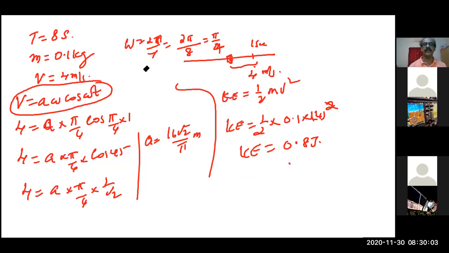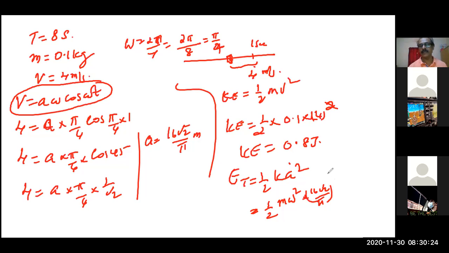Total energy is equal to half K A squared. Half K is m omega squared. M omega squared A squared is already calculated. This one is 16 root 2 by pi whole square. Substitute M, substitute omega, and calculate.